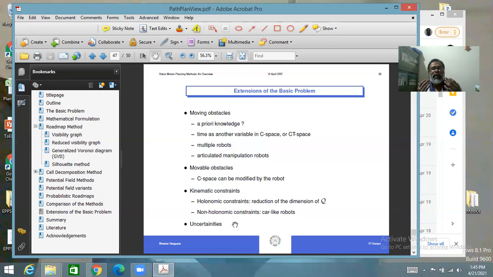So in spite of such uncertainties, if you can always make a plan which works, then that will involve more considerations, more issues to be handled in the path planning algorithm. So these are some of the extensions of the basic problem in the practical ones.